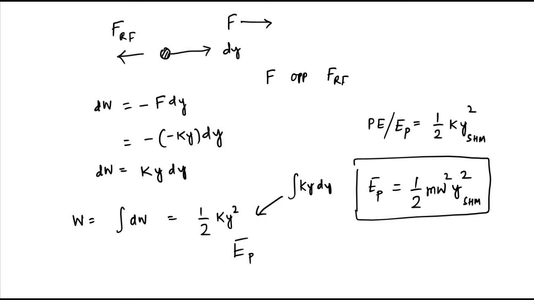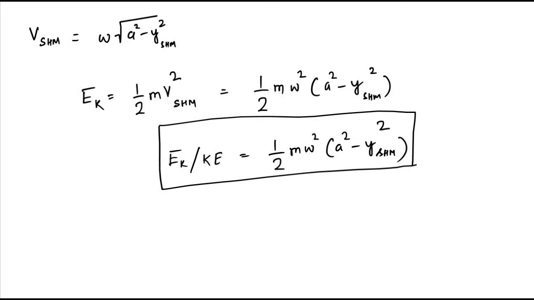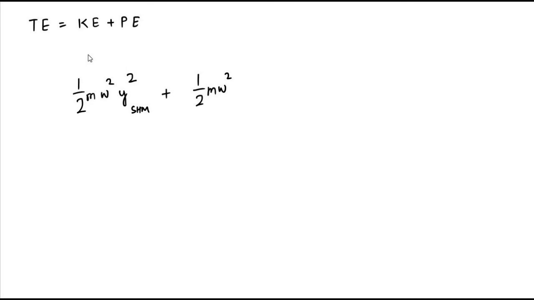Okay. So now the total energy is kinetic energy plus potential energy. For the potential energy first, 1/2 m omega square y square, or y SHM square, let us call it. Again, don't confuse y and y SHM, they are the same thing. And kinetic energy is 1/2 m omega square (a square minus y SHM square).